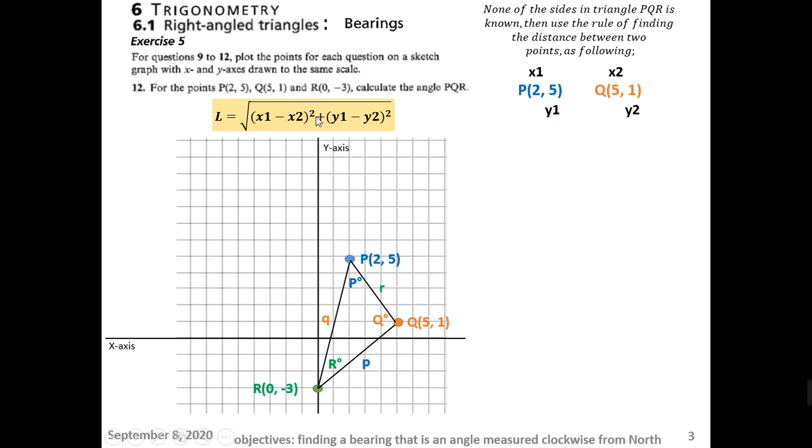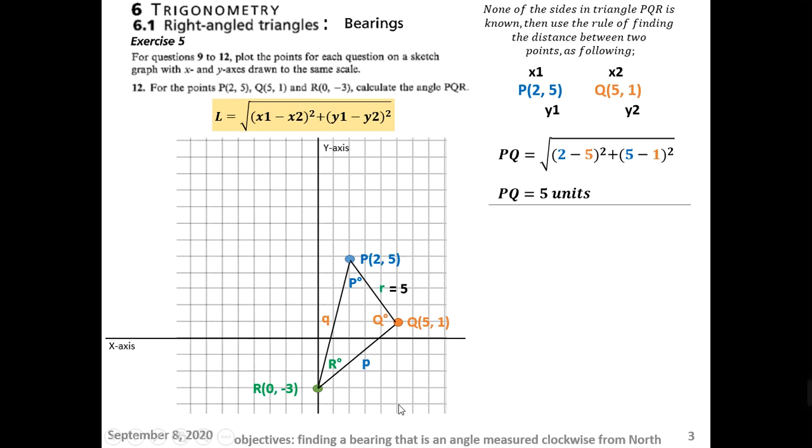Let's substitute in the general formula. So we're finding PQ is equal to square root of the difference of the x, 2 minus 5 all to the power of 2 plus the difference of the y, 5 minus 1 all to the power of 2. This is ready to be inserted in the calculator. So PQ is equal to 5 units. PQ is basically the small r. So small r is equal to 5 units.